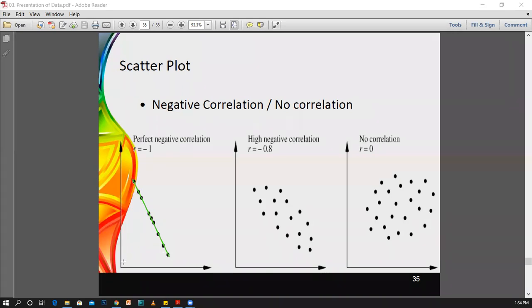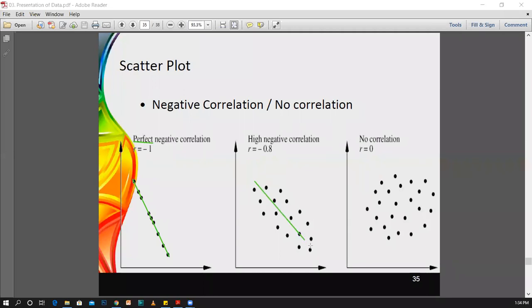It is because as x increases, y is decreasing. But we can say that it is a perfect relationship, because the line that we are drawing fits all the points. And the next thing is the second graph.